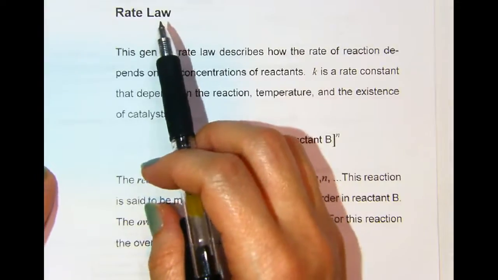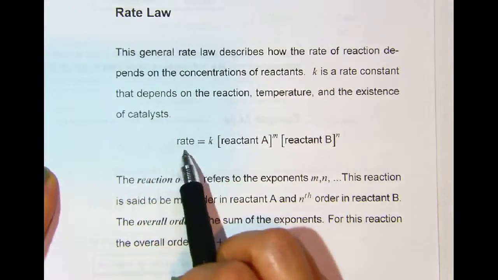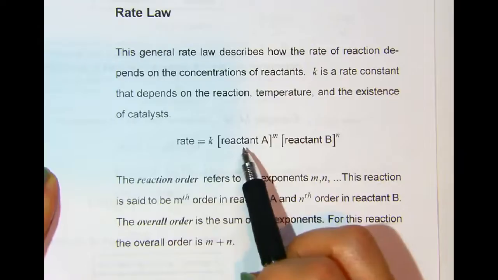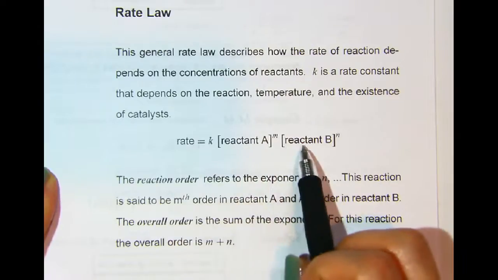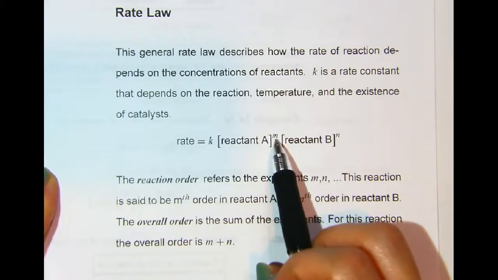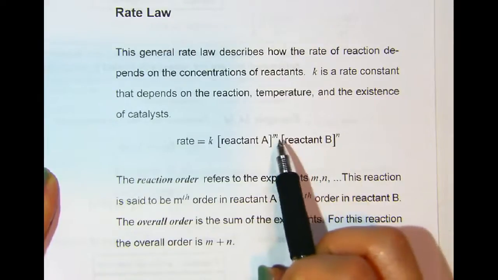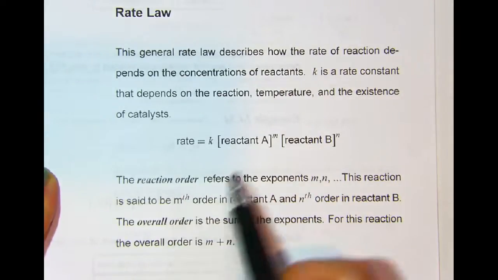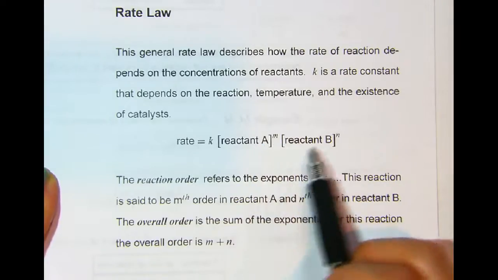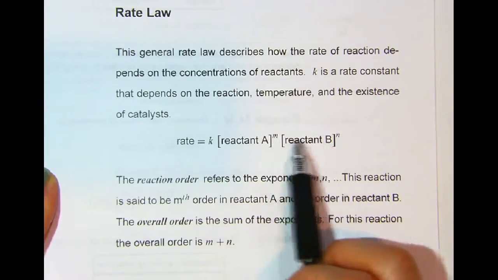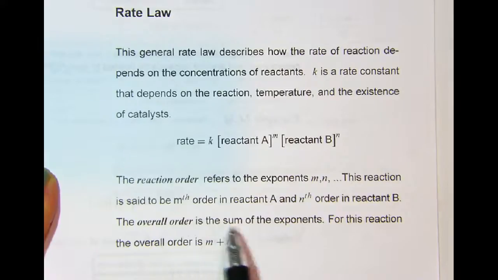And a rate law is going to give you the rate of the reaction, K, which is called the rate constant, and then each of your reactants, which are placed in brackets because that represents the concentration of the reactants. And then there's a little symbol here, which is an exponent. We have M there, we have N here, and those exponents represent what's called the reaction order. This reaction is said to be at the mth order for reactant A and the nth order for reactant B. And if you take the sum of these two, add them together, you would have what's called the overall order for the entire reaction.